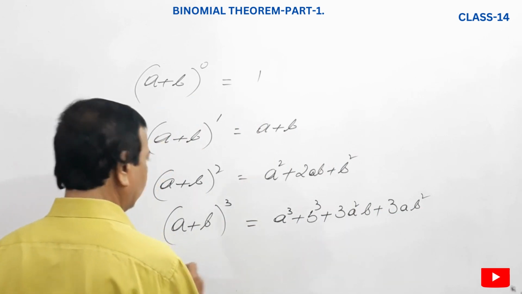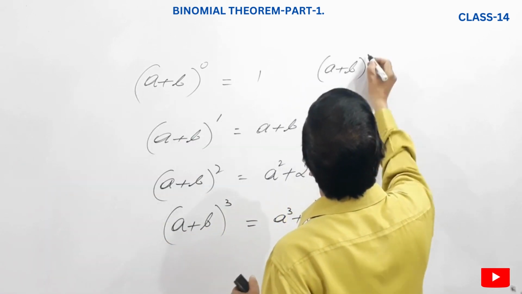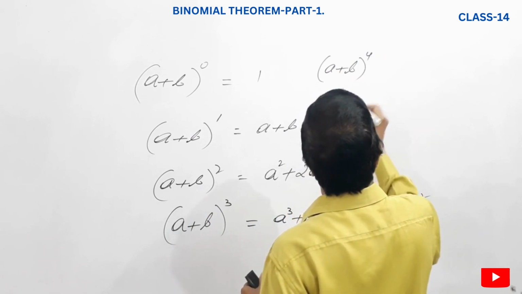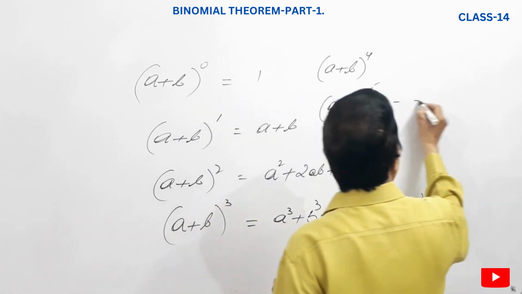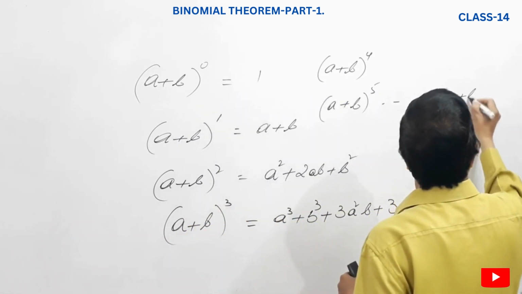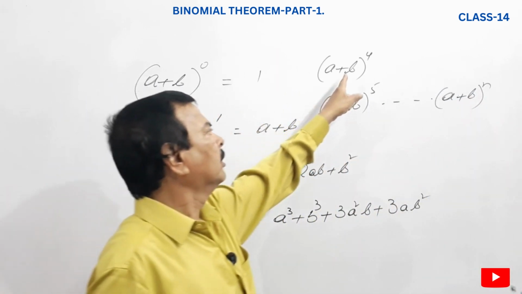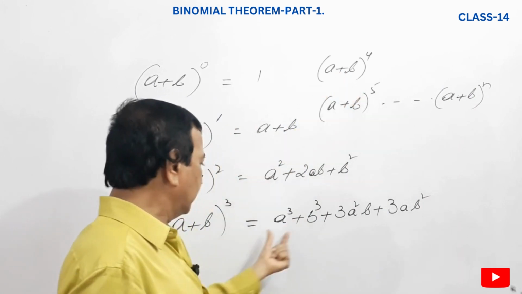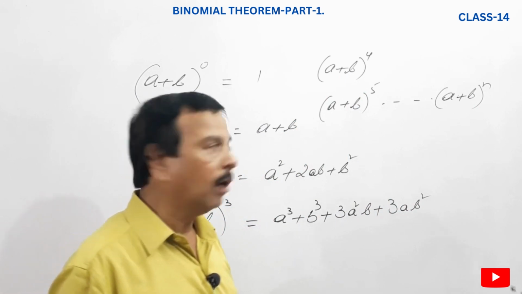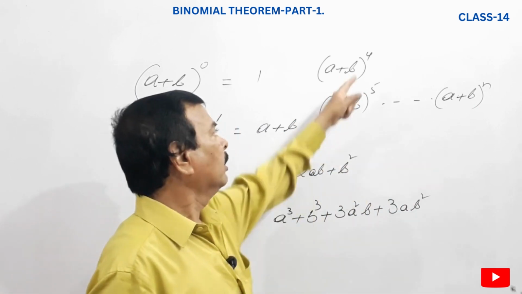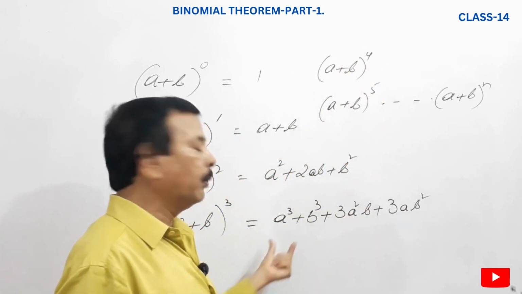Supposing I ask you a plus b to the power of 4, a plus b to the power of 5, and so on to a plus b to the power of n. So this is possible, but what happens? You have to memorize this. It will be tedious for you to memorize this, or you have to work it out. As the degree increases, it becomes cumbersome and tedious to expand it.